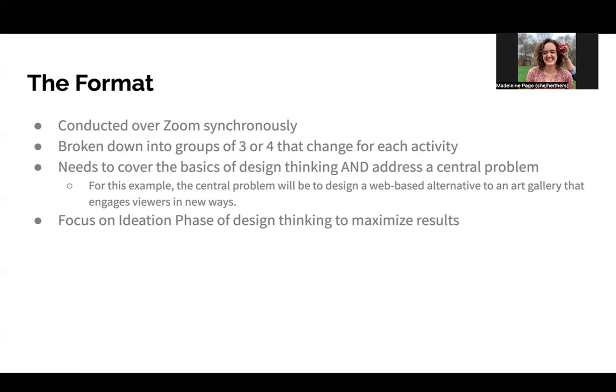because if I were to go through the entire process of design thinking from empathy mapping to prototyping and testing and iterating, it would take a really long time to get through that whole process. And I really want to focus on breaking people out of their ideas and coming up with something new for this type of workshop.